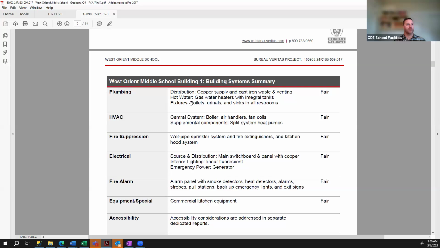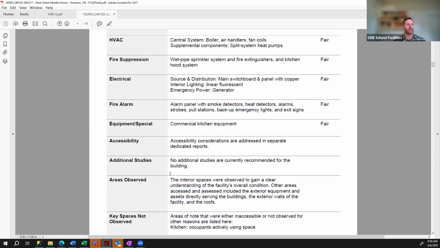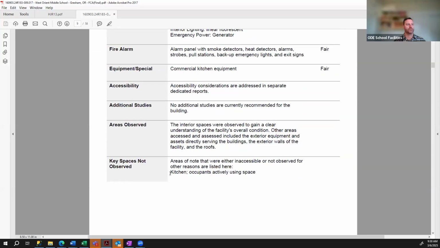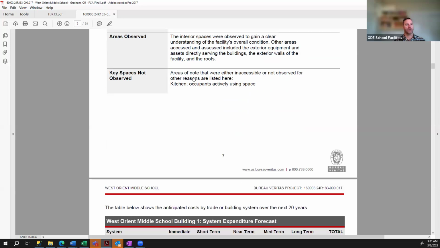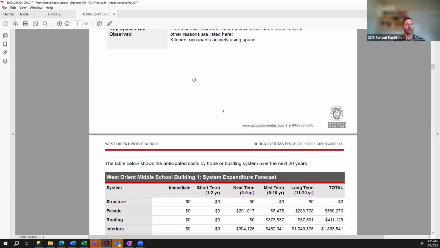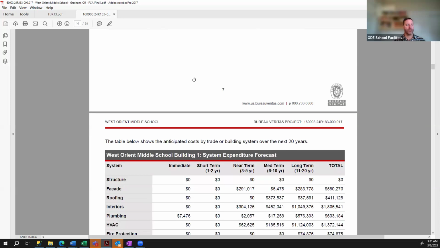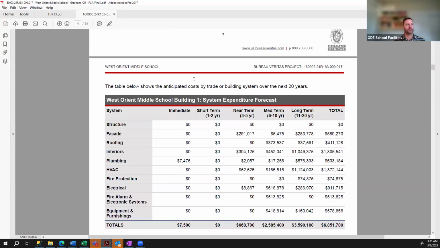So yeah, this is all of those systems broken out here. Maybe you have a cracked foundation or it's sloping off for some reason. You may have a comment here that says additional studies recommended, a structural engineer or something like that, and they'll include those costs and what the recommendation is in this report.